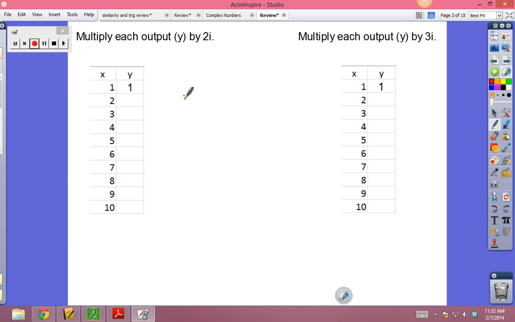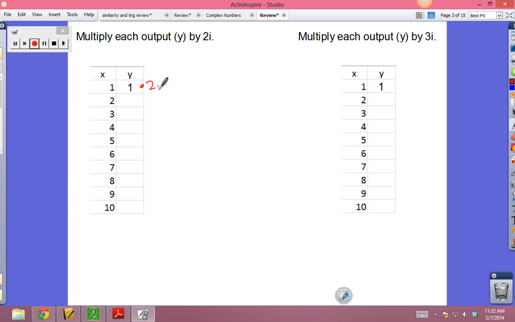Okay, multiply each one by 2i. If you multiply 1 by 2i, that gives you 2i. 2i multiplied by 2i is 4, and I times I is a -1, so it's got to be a -4. -4 times 2i is going to be a -8i. Because you do a -4 times 2, that's -8, but there's only one I. If there's 2 i's, that's a negative.